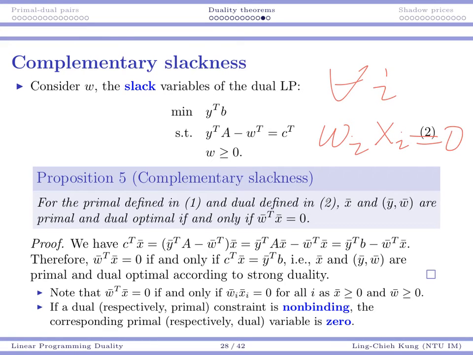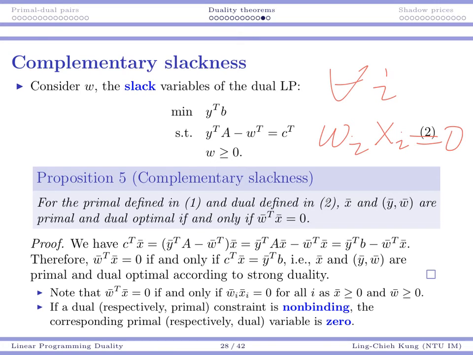What does that mean? That means your C transpose X and Y transpose B are the same. So then if X bar and Y bar and W bar are primal and dual feasible, then they are primal and dual optimal. And you can see the result is if and only if. So that's the basic idea. As long as you have this condition, that's going to imply that your objective values will be the same.